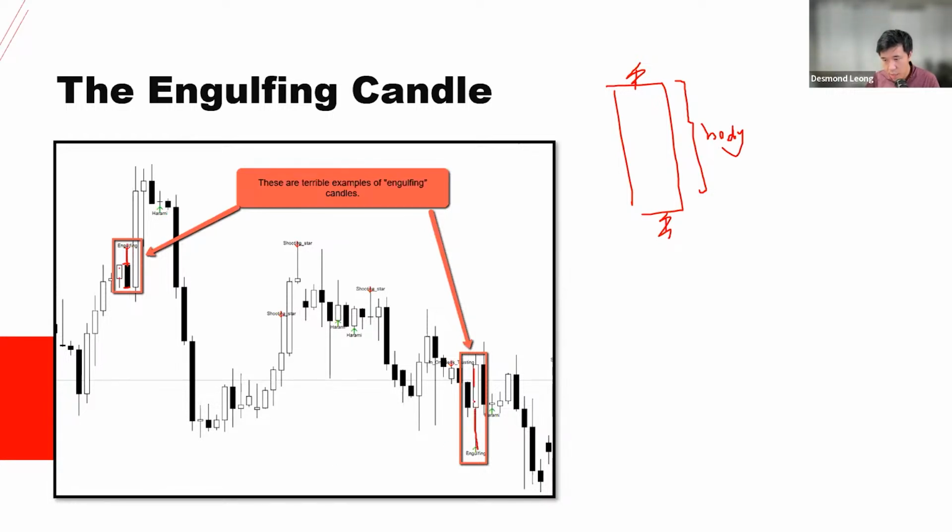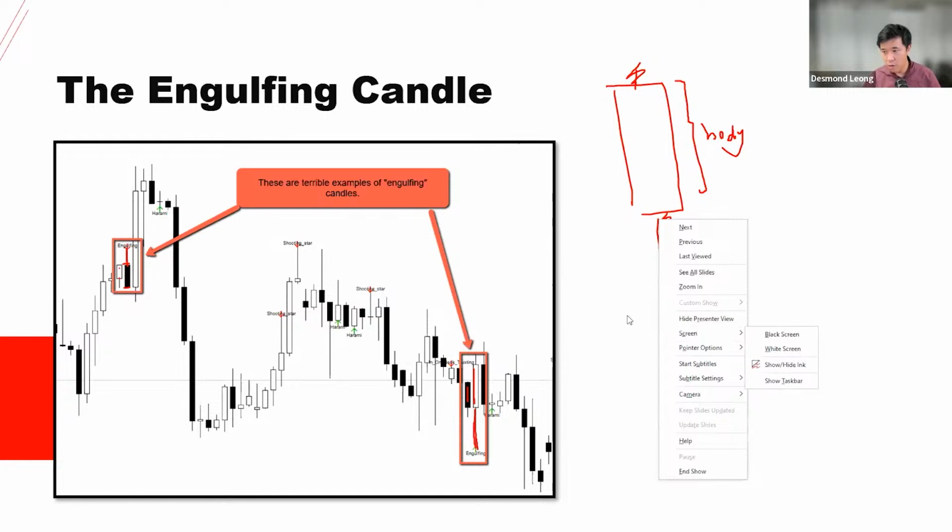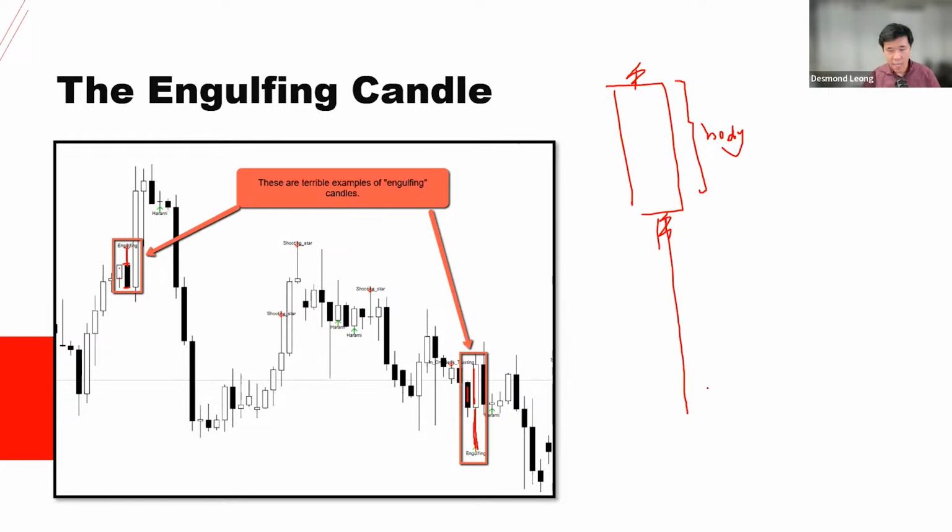So even though the body was bigger than the previous body, because of the very long wick over here, it makes it a wick engulfing. It's not even an engulfing candle. Although from a technical perspective, yes, the body of this candle is bigger than this body over here, so the technical definition is correct, but the effectiveness is not there, right? This is a danger. This is why it's important for you guys to know how candlestick patterns look like.